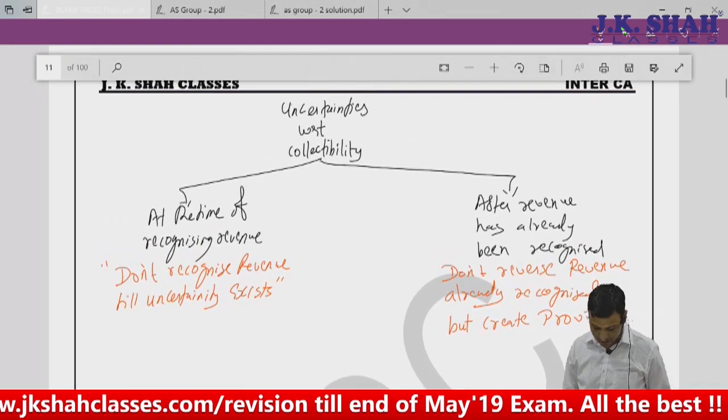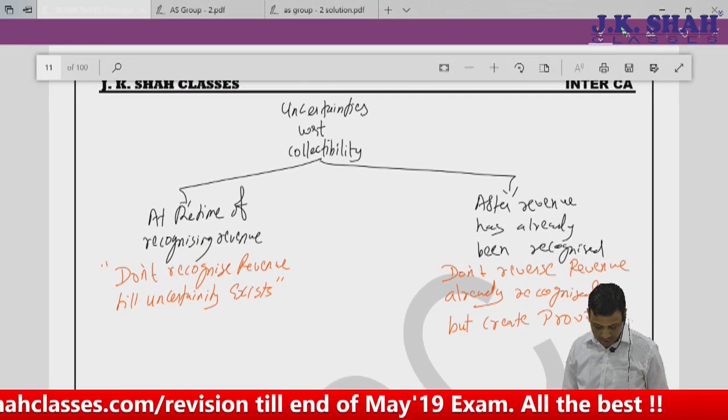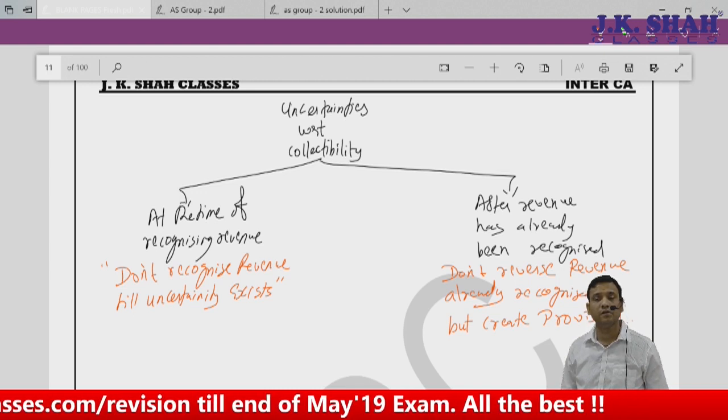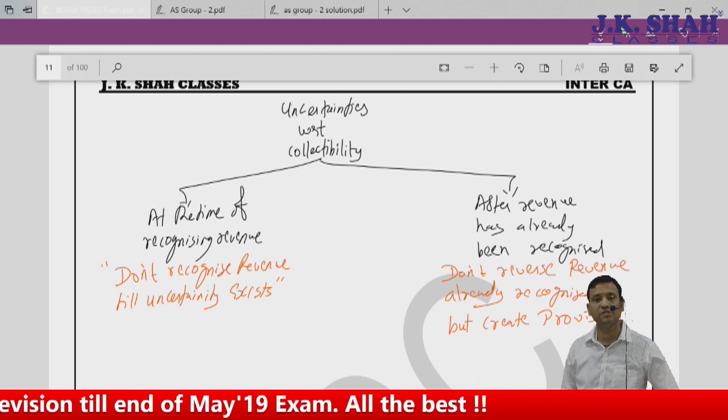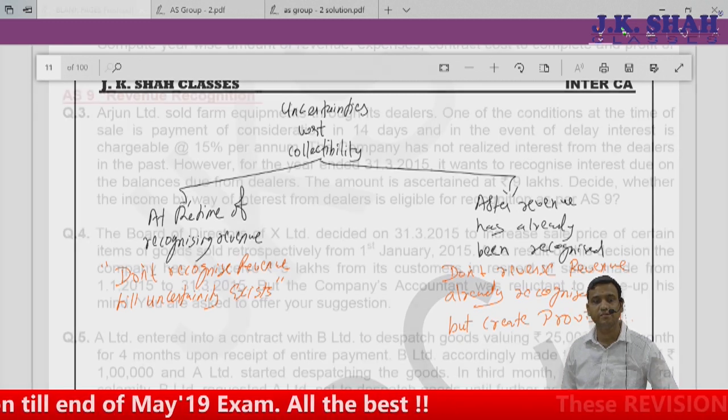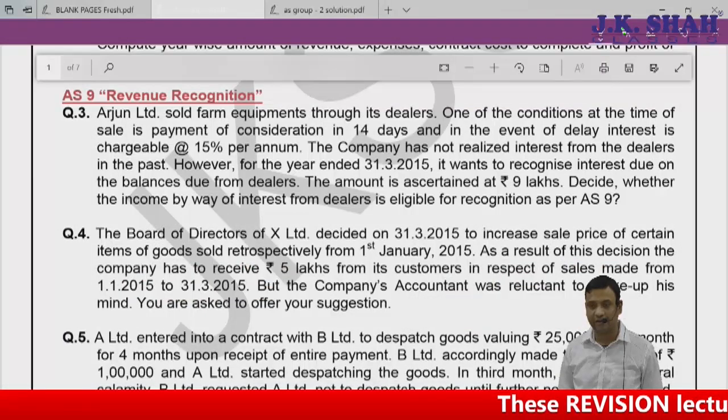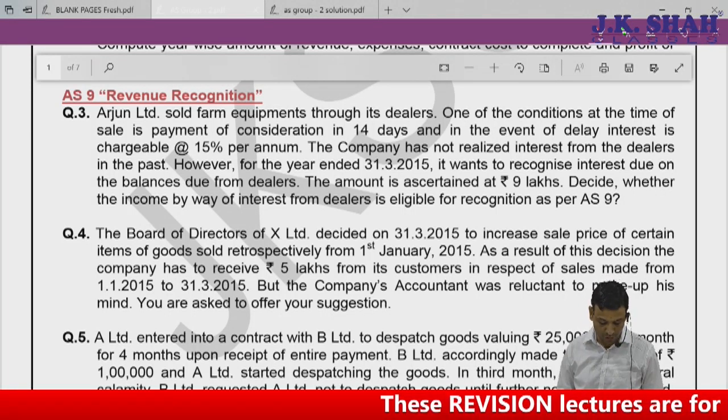Yeah, so this is the end of the question, end of our part of theory discussion. Let's move to questions and answers on AS 9. Let's discuss each of them where required. I would be giving more explanations and doing it for you.